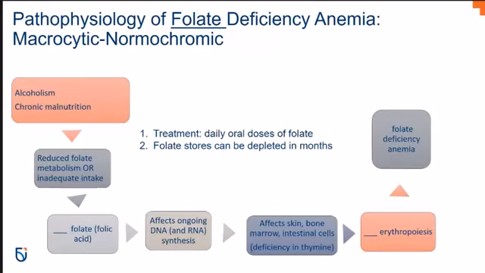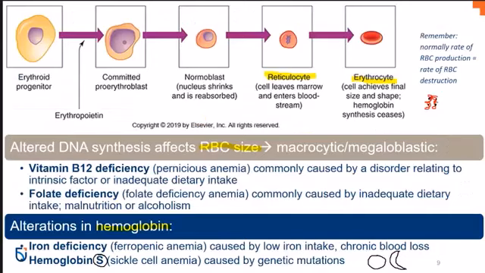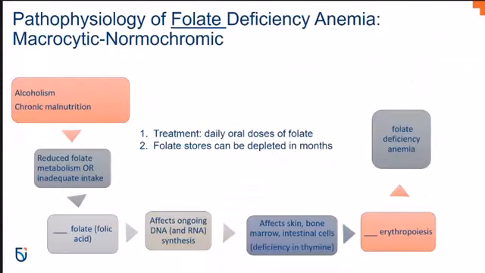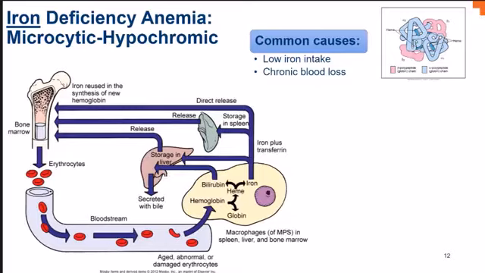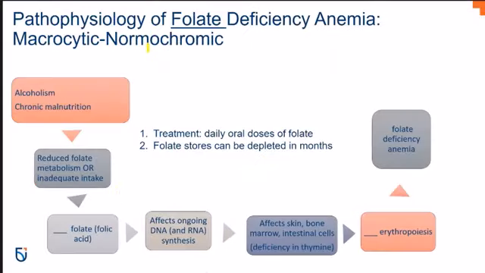Now we'll look at folate deficiency anemia. Just a reminder, we're still talking about problems with DNA synthesis causing larger than normal red blood cells. It's also an example of macrocytic normochromic anemia, just like B12 deficiency anemia was.